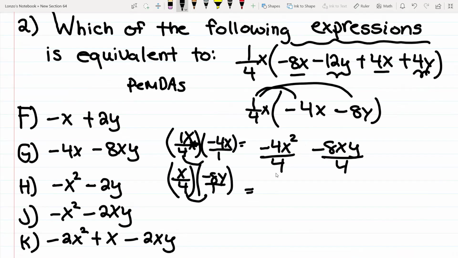What's negative 4x squared over 4? Well, the 4 disappears, so you're still left with negative x squared. What is negative 8xy divided by 4? That is negative 2xy. Okay, so which one will that be? F, G, H, J, K? It looks like letter J.